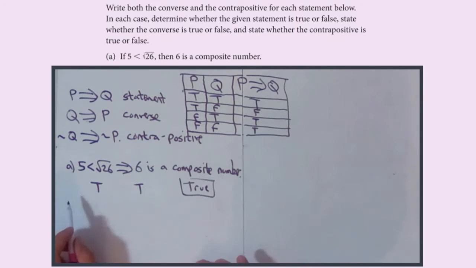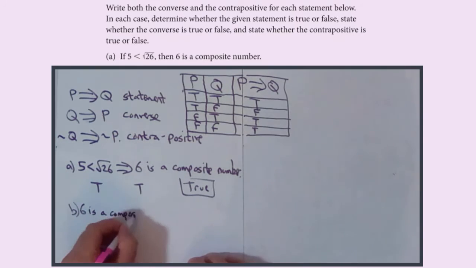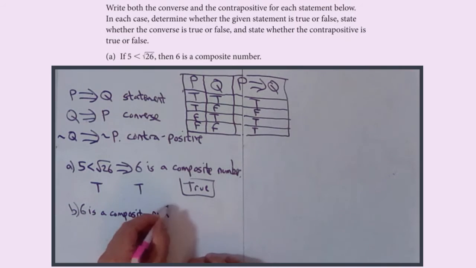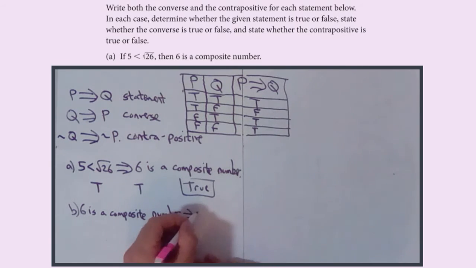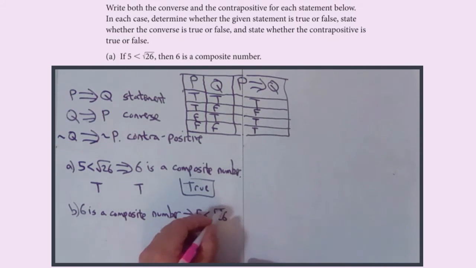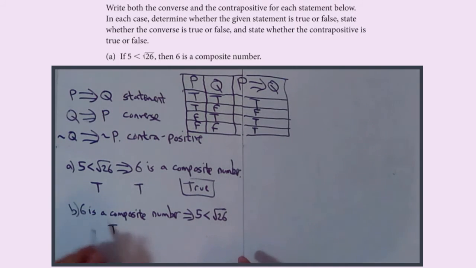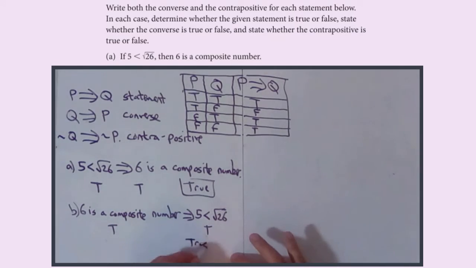Okay, so that was the statement. What about the converse? So the converse, you need to switch them around. So it would be 6 is a composite number implies that 5 is less than root 26. Okay, so again, we know that they're both true from part A, so if they're both true, then it must mean that the whole thing is true, because it's the first row in the truth table.